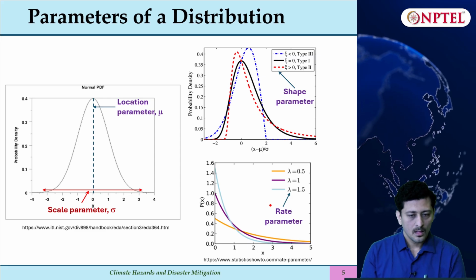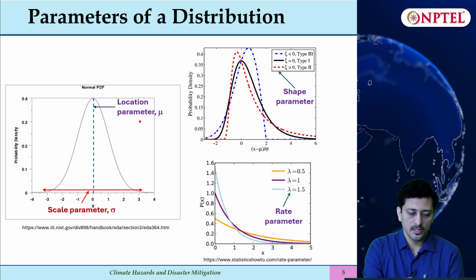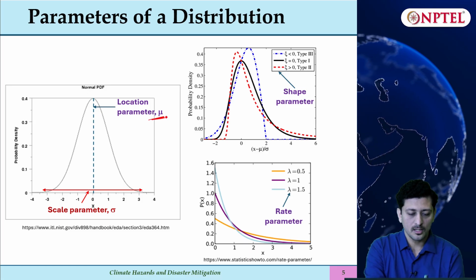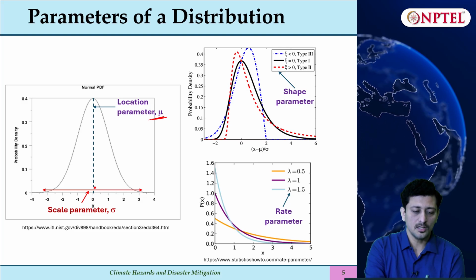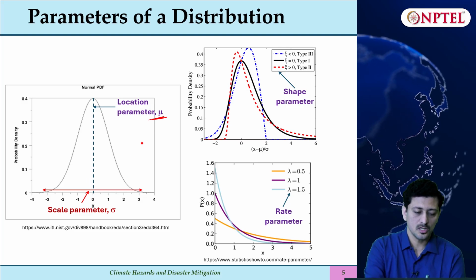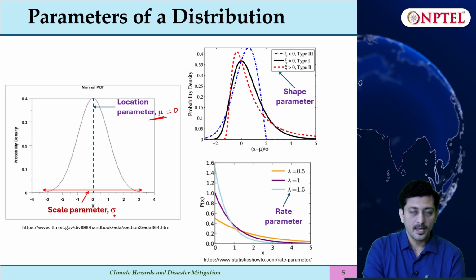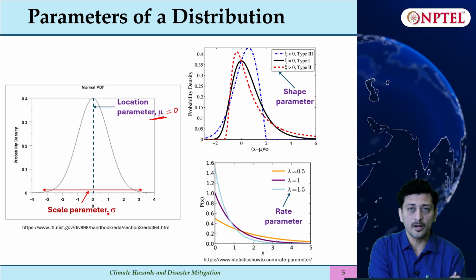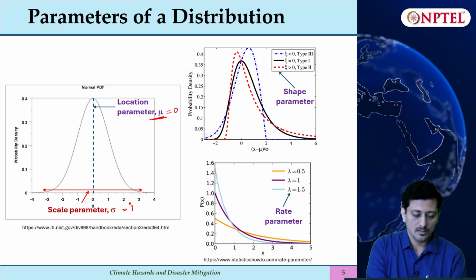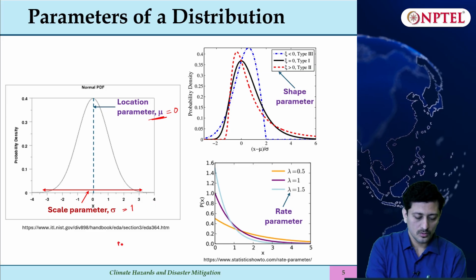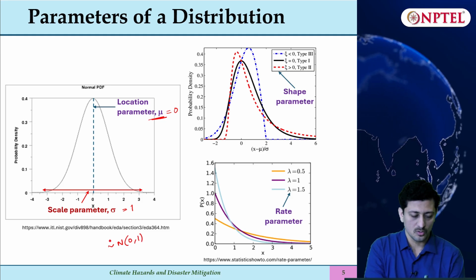Coming to the parameters of a distribution, the very basic parameter is known as the location parameter, denoted as mu. It gives an idea about the central value of the distribution. If we consider the standard normal distribution, your location parameter mu will be 0. Sigma is the scale parameter, which shows the spread of the distribution. For a standard normal distribution, sigma will be 1. So usually N(0,1) represents a standard normal distribution.